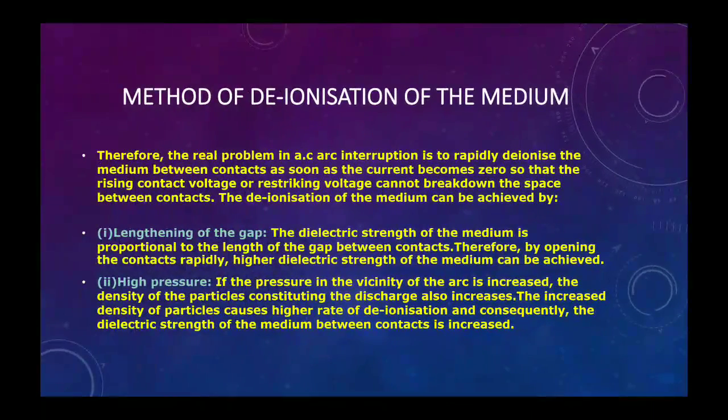Now the method of deionization of the medium. The real problem in AC arc interruption is to rapidly deionize the medium between contacts as soon as the current becomes zero, so that the rising contact voltage or restriking voltage cannot break down the space between the contacts. The deionization of the medium can be achieved by several methods. Number 1, lengthening the gap.